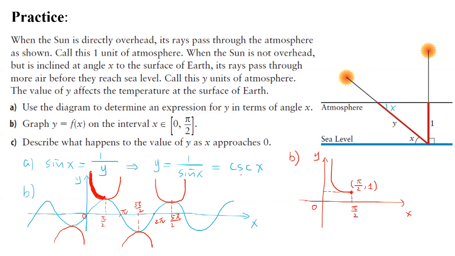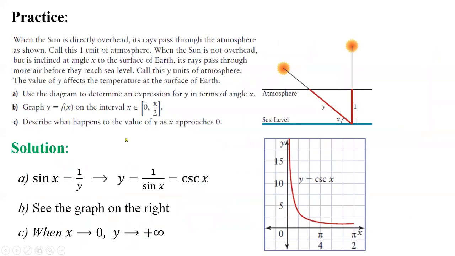C, describe what happens to the value of y as x approaches 0. When x approaches 0, as you can see from the graph, y should approach positive infinity, right? So we can make the conclusion here: when x approaches 0, y approaches positive infinity. Understand? Okay, you can also check the complete solution on these slides after the class, okay?